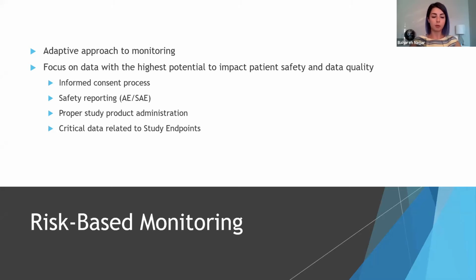Or for example, in most oncology studies, one of the efficacy endpoints is overall survival. So we need to make sure that we follow the patients throughout the whole study, and even after they have discontinued, to make sure that we have enough data to say how long the patient has survived while on the study or after the study. So these are the main focus of a risk-based monitoring approach.